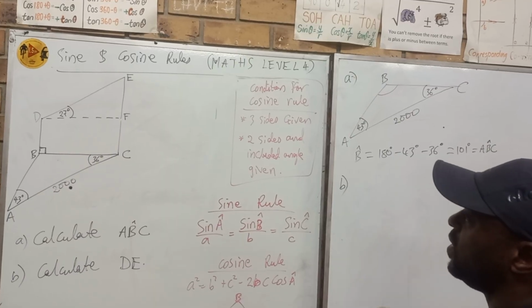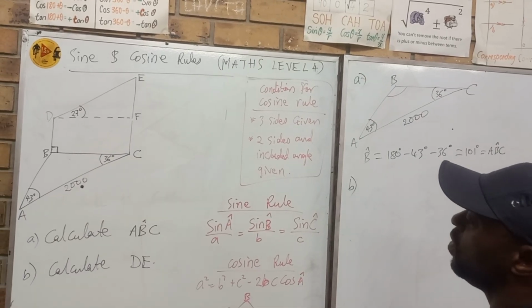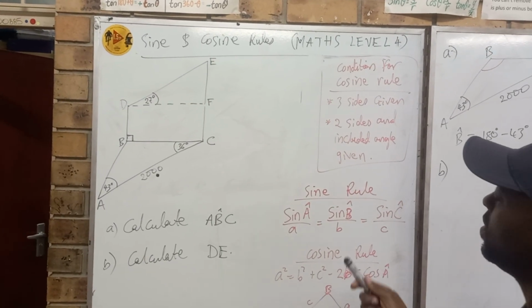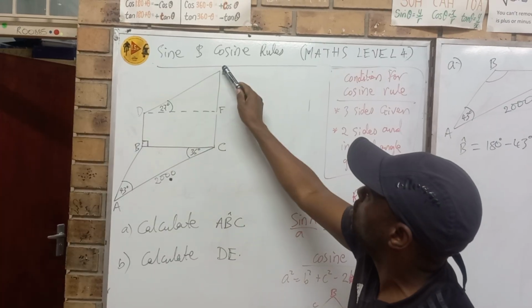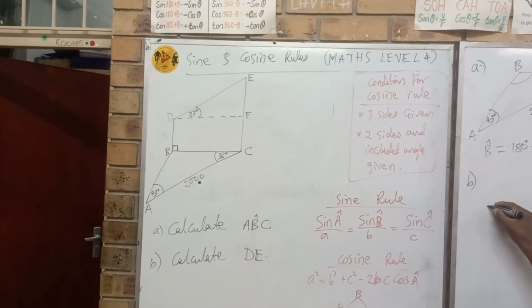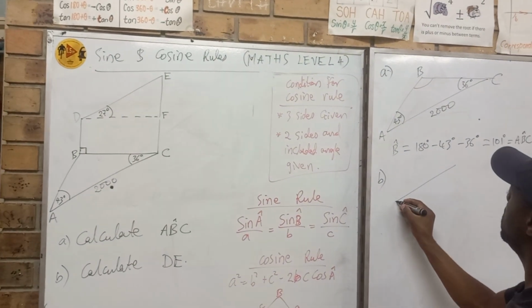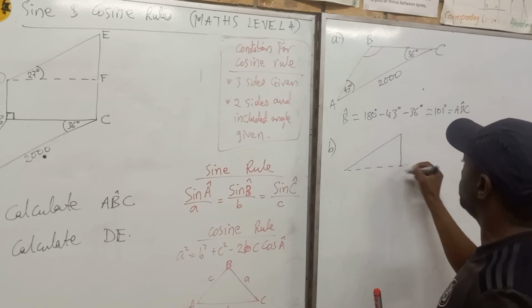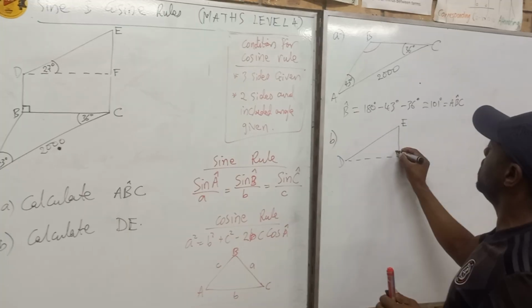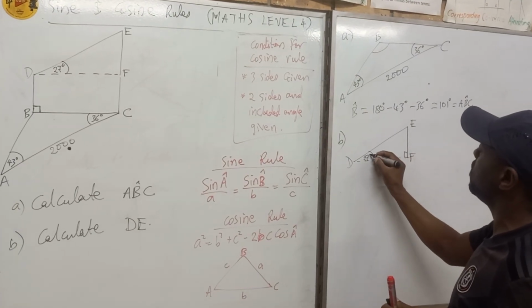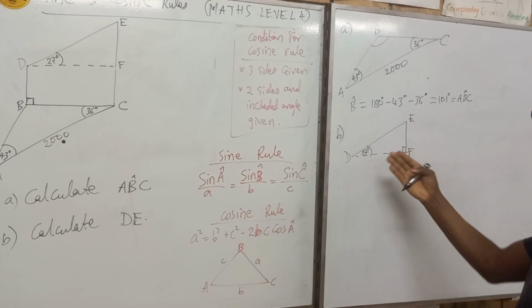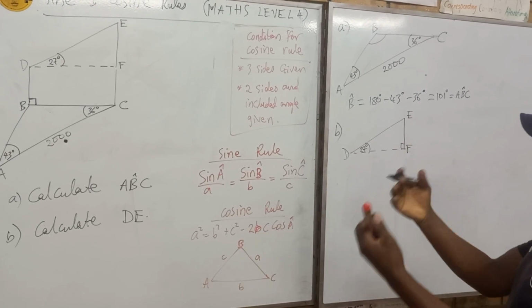B says calculate DE. If you look at the original diagram, you see where DE is. It looks a bit interesting. If you are to calculate DE, you need to cut off a triangle that has DE. If I cut it off, I will see something like this. From my original diagram, I see D there, I see E there, I see F. This is 90, this is 27. But with this triangle, there is very little you can do because you don't know any side. So you need to check from the other side.